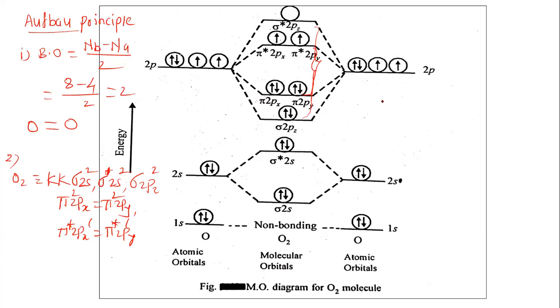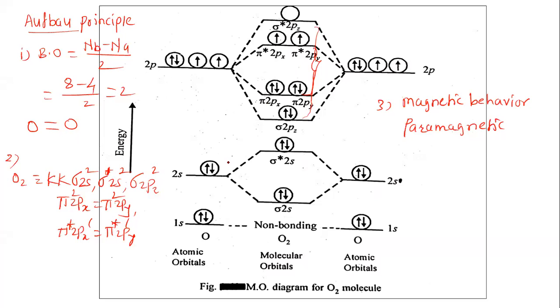Now third, the magnetic behavior of the oxygen molecule. Magnetic behavior, magnetic property. So magnetic behavior can be explained on the basis of this MO diagram. You can see in the MO diagram, there are 2 unpaired electrons in the antibonding molecular orbital. And as there are unpaired electrons, the oxygen molecule is paramagnetic. Okay. So try to understand this. The oxygen molecule is a paramagnetic molecule because there are 2 unpaired electrons in the pi star antibonding molecular orbitals.